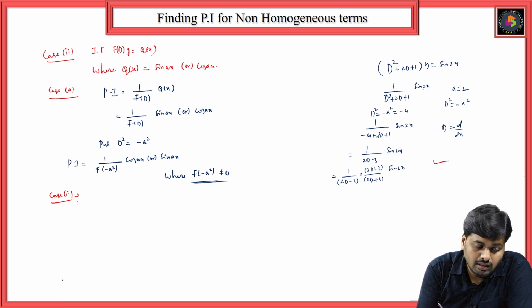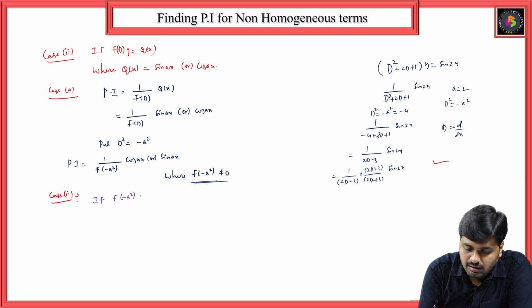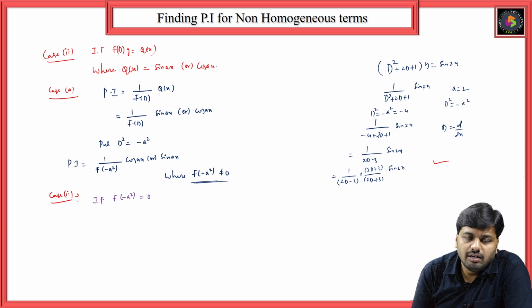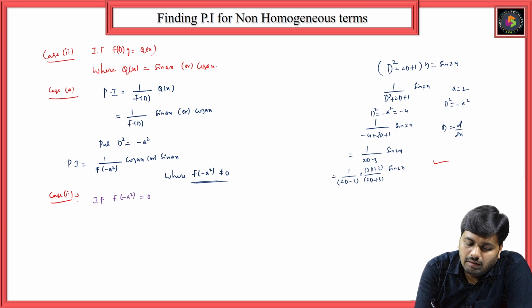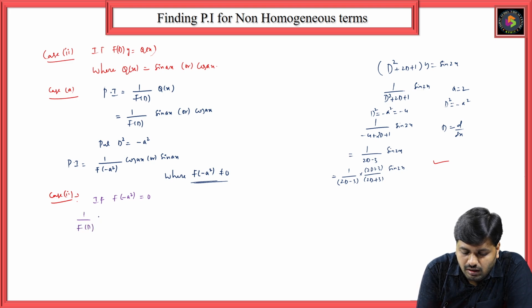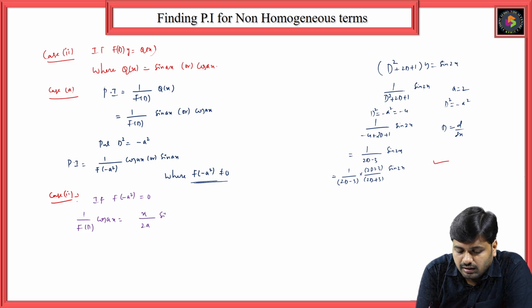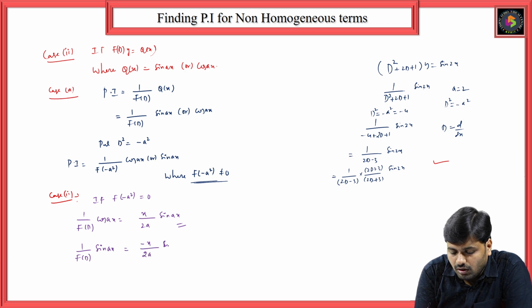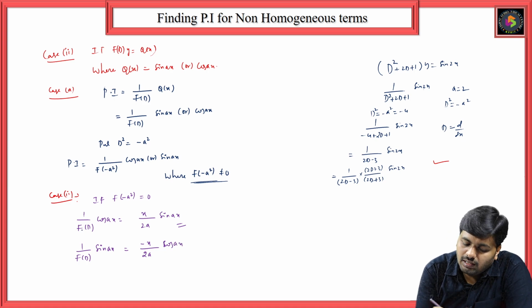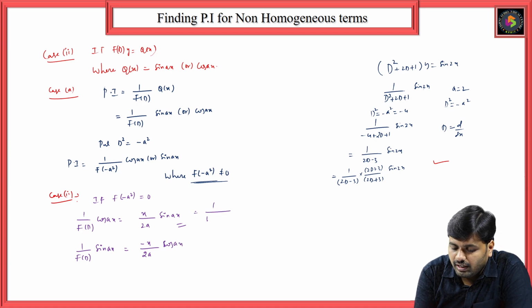The special case is if f of minus a square is equal to 0. That means when we put D square equal to minus a square, it becomes 0. Then 1 by f of D of cos ax is directly x by 2a of sin ax. That is the final answer. And 1 by f of D of sin ax will be minus x by 2a of cos ax.